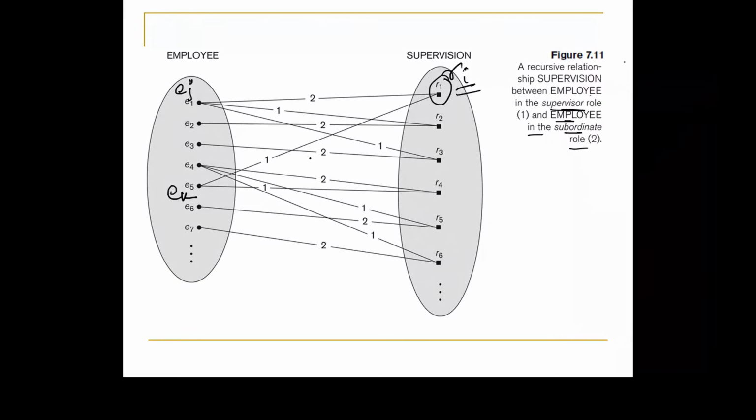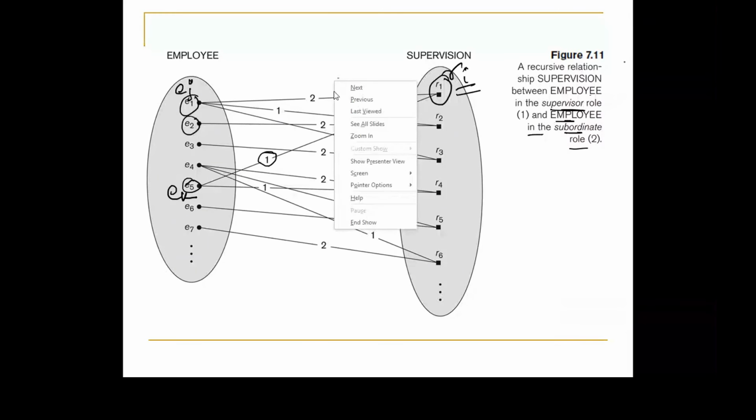So here you can see that from figure 7.5, the lines marked 1 represent the supervisor role. So EK is a supervisor. E5 is a supervisor. So this marked 1 represents the supervisor role, and those marked 2 represent the supervisee role. Hence, employee E1 and E2. Let's say this is E1 and this is E2.